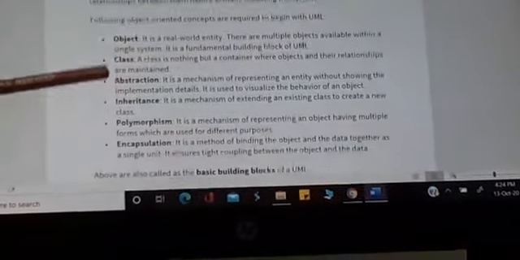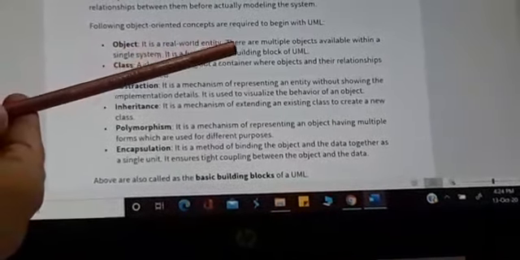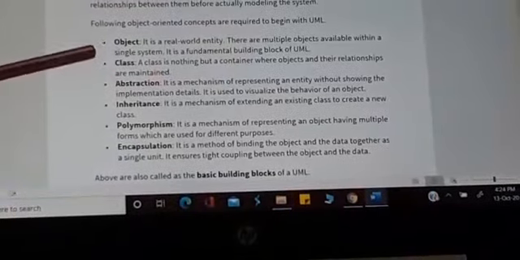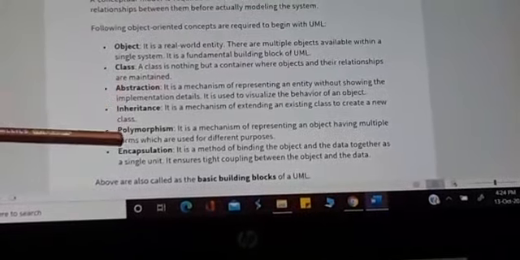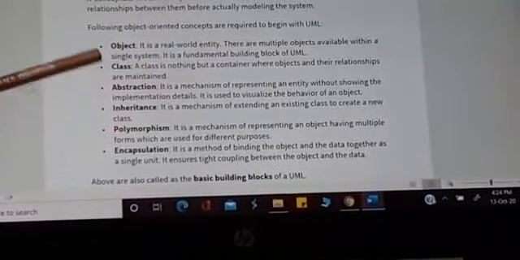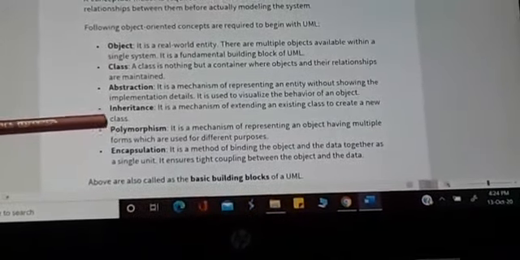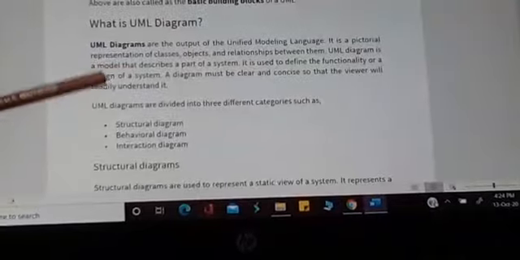And then these are the following object-oriented concepts that are required to begin with UML. First one is object, then class, abstraction, inheritance, polymorphism, and encapsulation. So these 6 things are called the building blocks of UML.